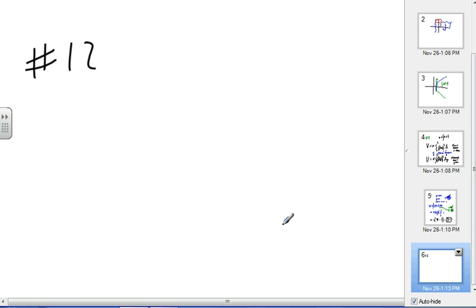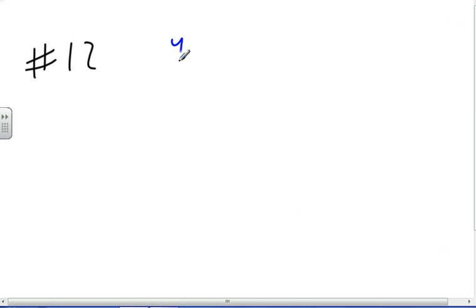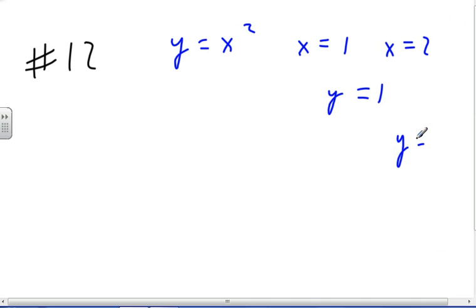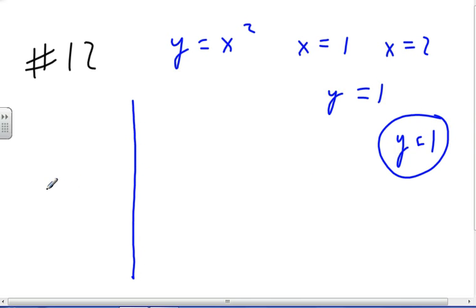All right, so we've got y is equal to x squared, x is equal to 1, x is equal to 2, y is equal to 1, and revolving about y is equal to 1. So we're not revolving around the x-axis or the y-axis, but we're revolving around y equals 1. Okay, so now we've got to have a better than normal picture.